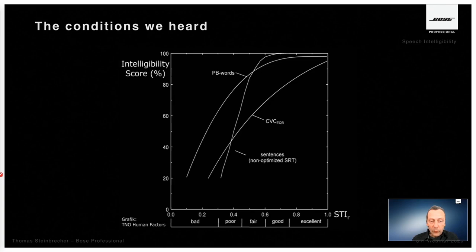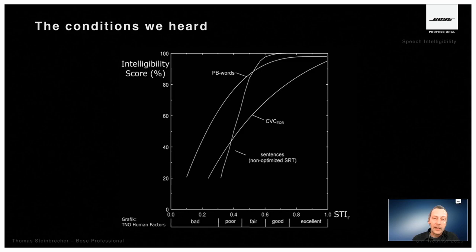We start with phonetically balanced words, highly nonlinear. Then the second curve that goes straight up and then has this plateau very quickly, that is the sentence intelligibility. And then the third one is consonant, vowel, consonant, so-called equally balanced word scores. And that has probably the most linear relationship to the STI number.